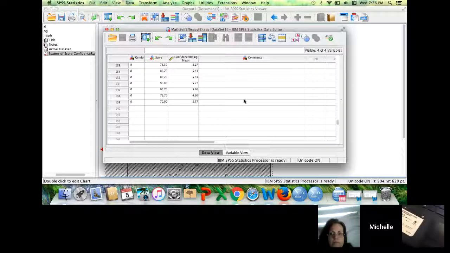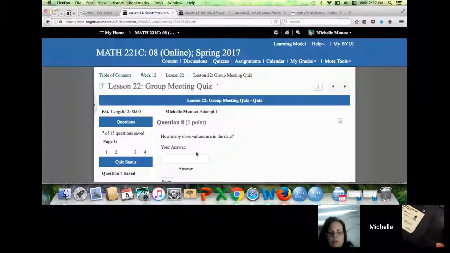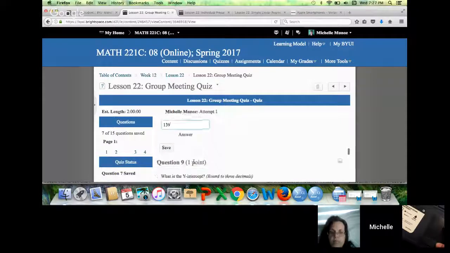139. Where is that, Monique? It's right here on the data. It says 139. It's just how many observations there are in the data. Oh, okay. It's on the first page that you come up on when you put in SPSS. It's the data itself. Okay, awesome. Yeah, does that make sense?